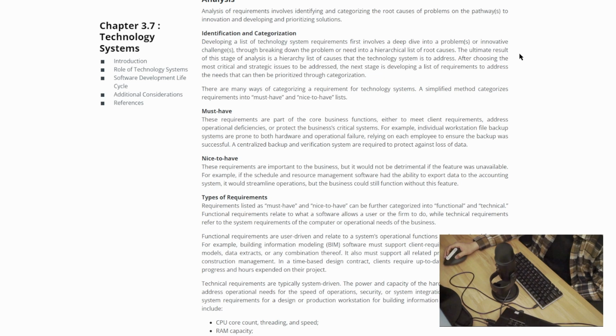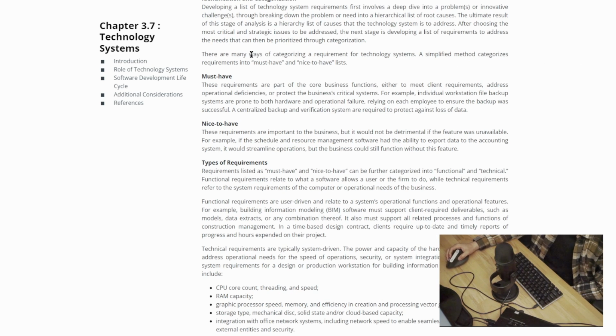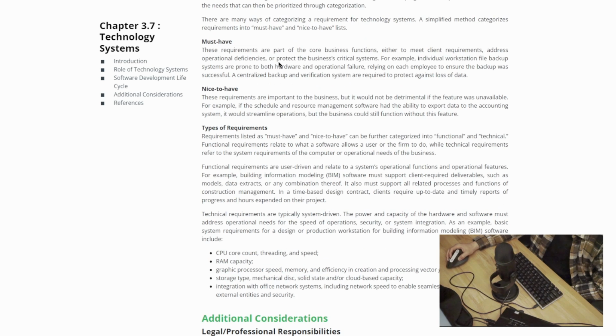The ultimate result of this stage of analysis is a hierarchy list of causes that the technology system is to address. After choosing the most critical and strategic issues to be addressed, the next stage is developing a list of requirements to address the needs that can then be prioritized through categorization. There are many ways of categorizing a requirement for technology systems. A simplified method categorizes requirements into must-haves and nice-to-haves lists.